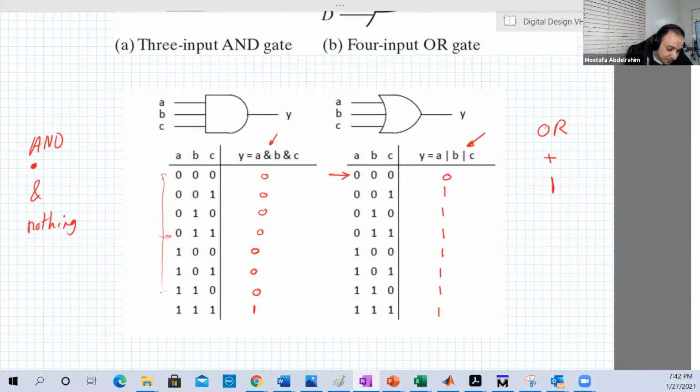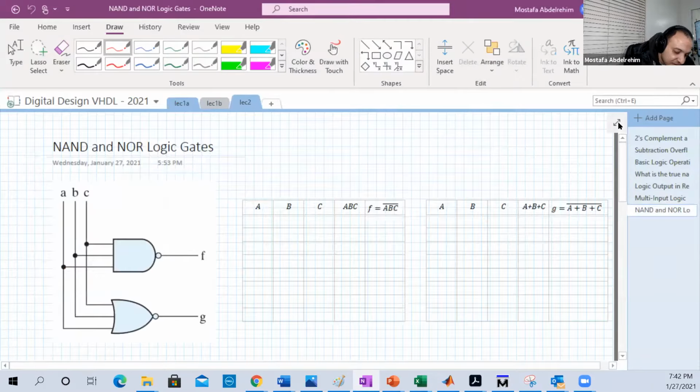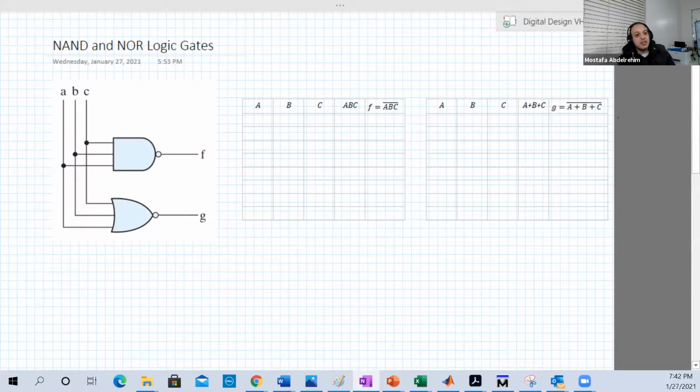Good. One last thing here: another two important logic gates, derived from AND and OR, which are the NAND and the other one called NOR. So this is the NAND, and this is the NOR. And actually, NAND is an abbreviation for not AND. If you look here, you will find that this is actually an AND gate.